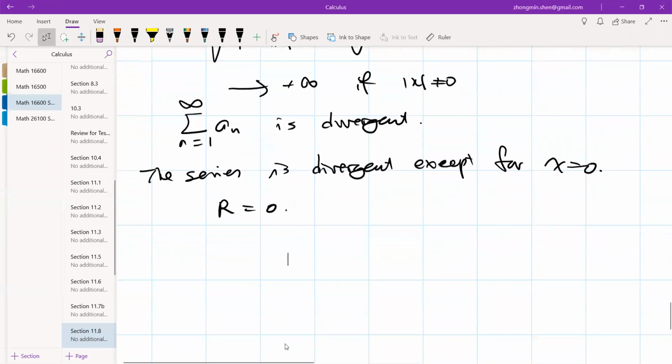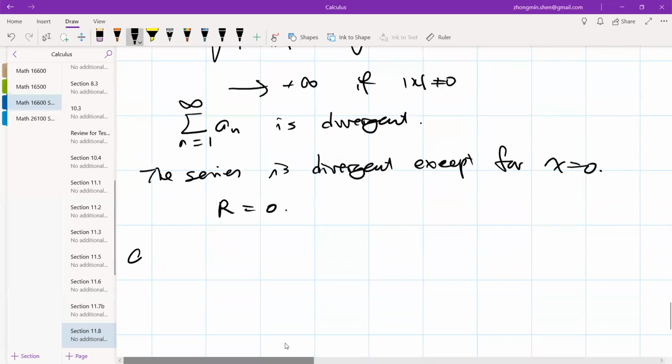That's the extreme case. When there is so much uncertainty there, you look at the extreme cases. If that happens, what am I going to do? So here, this is an extreme case. The radius of convergence is going to be 0. It's divergent for any non-zero x.